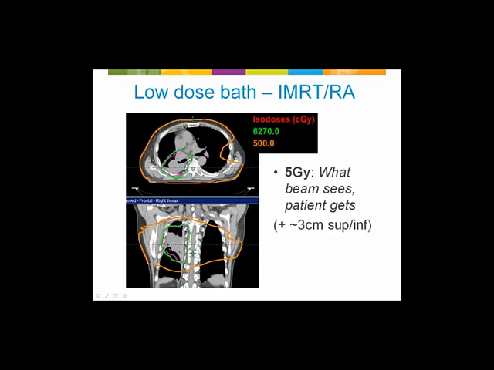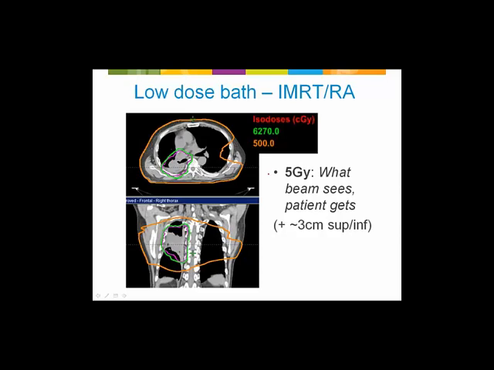The rule of thumb that I use is, and keep in mind, less than 10% of the prescription dose. So essentially, what the beam sees in the beam's eye view, that volume is going to get 5 gray. A paper out of MD Anderson looked at RapidArc for these patients, very similar to what I showed on the last slide. They're conforming dose well to the target, but when you turn on that low dose line, it's spilling all over the place.